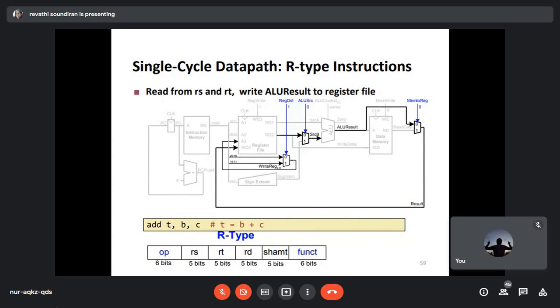If you understand here, the additional element for this R-type instruction is that you have two registers as your source registers, and you are supposed to write the ALU result to your destination register, RD, instead of RT. That is the difference over here.